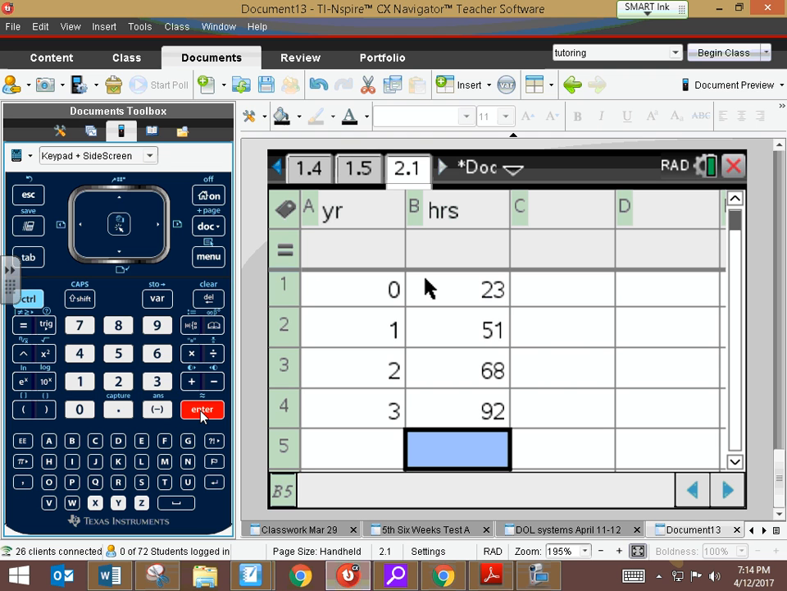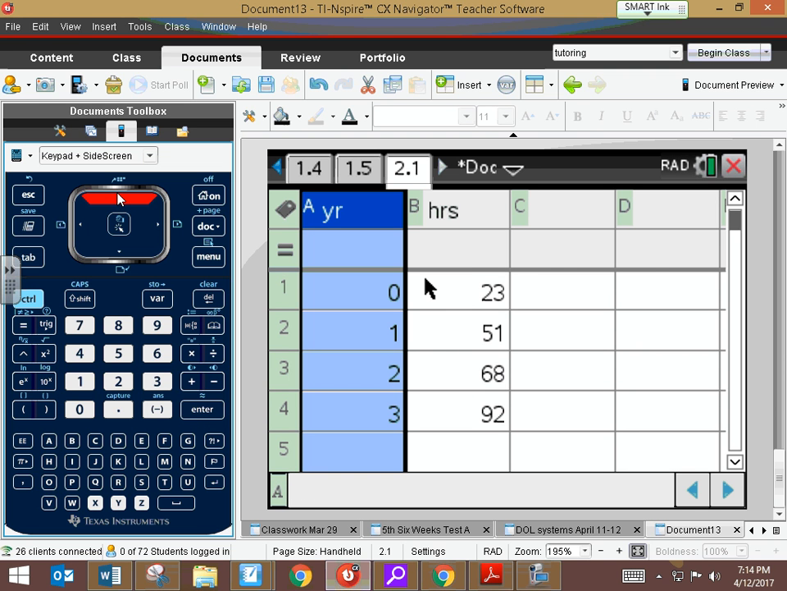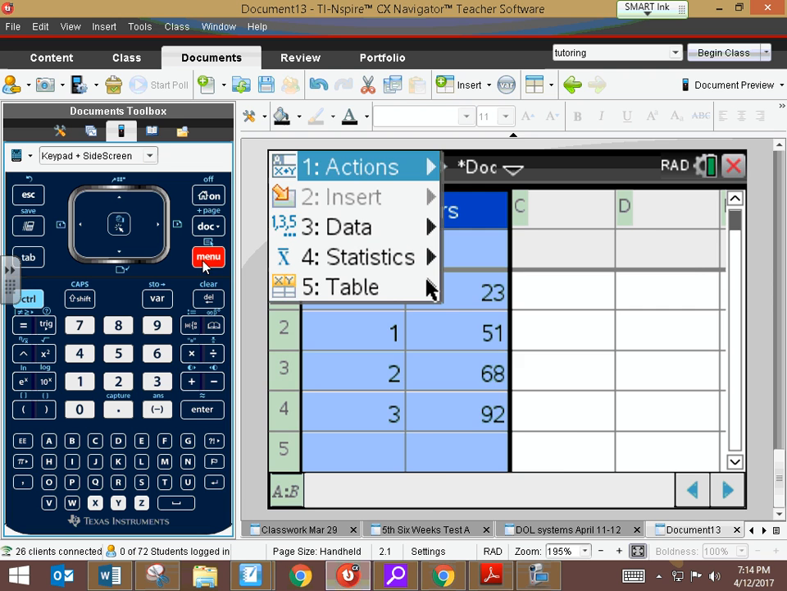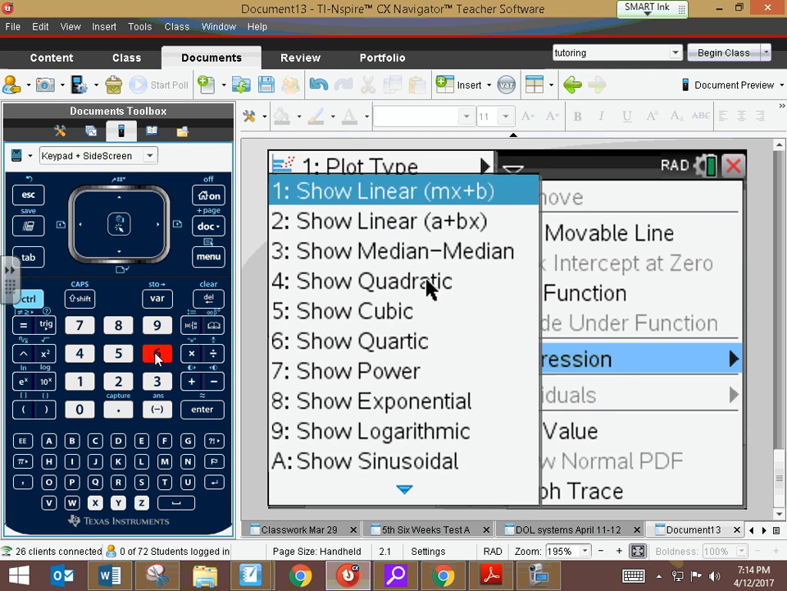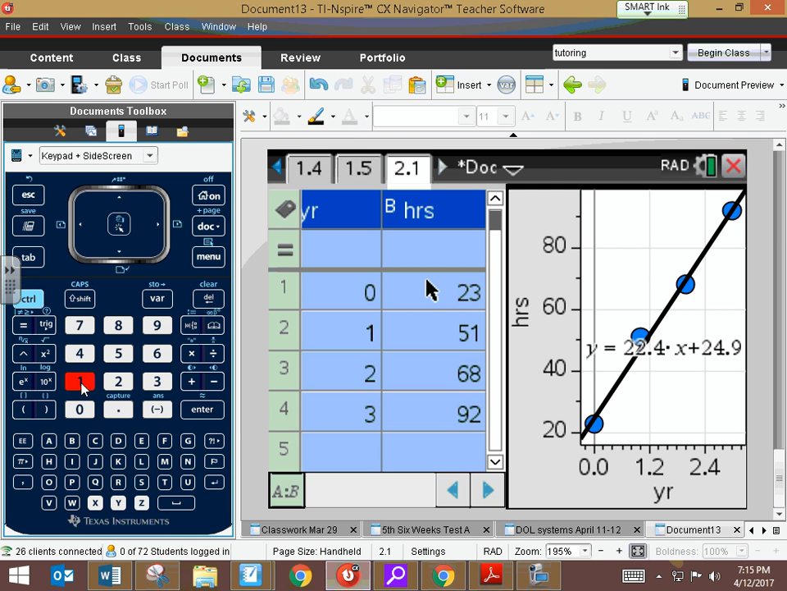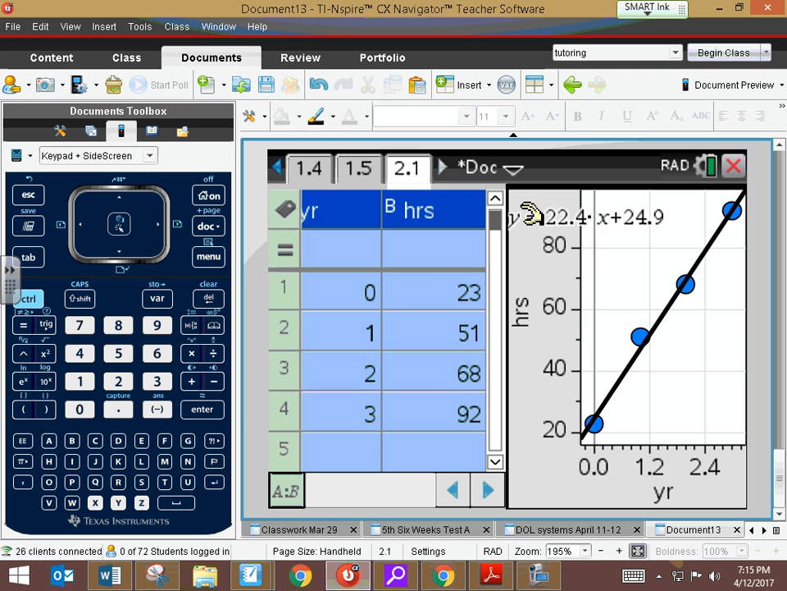All right, so all we've got to do is get that line of best fit. Let's highlight both sides, all the way to the top. Hold down shift and then press right arrow. Menu 3, 9. Then menu 4, 6, 1. And you get this: y is equal to 22.4 times x plus 24.9.